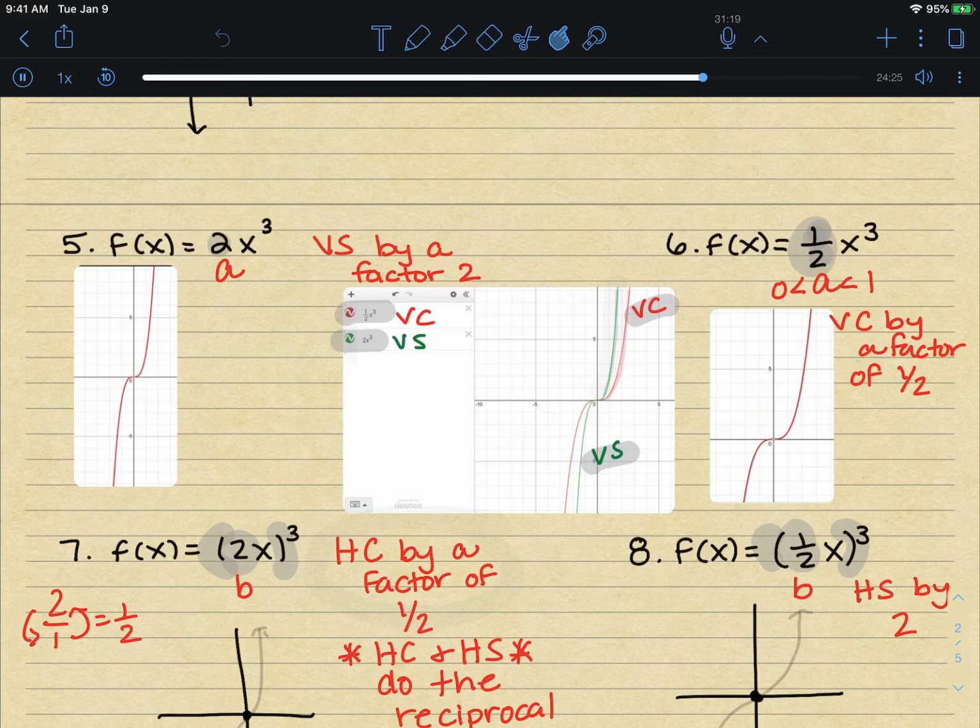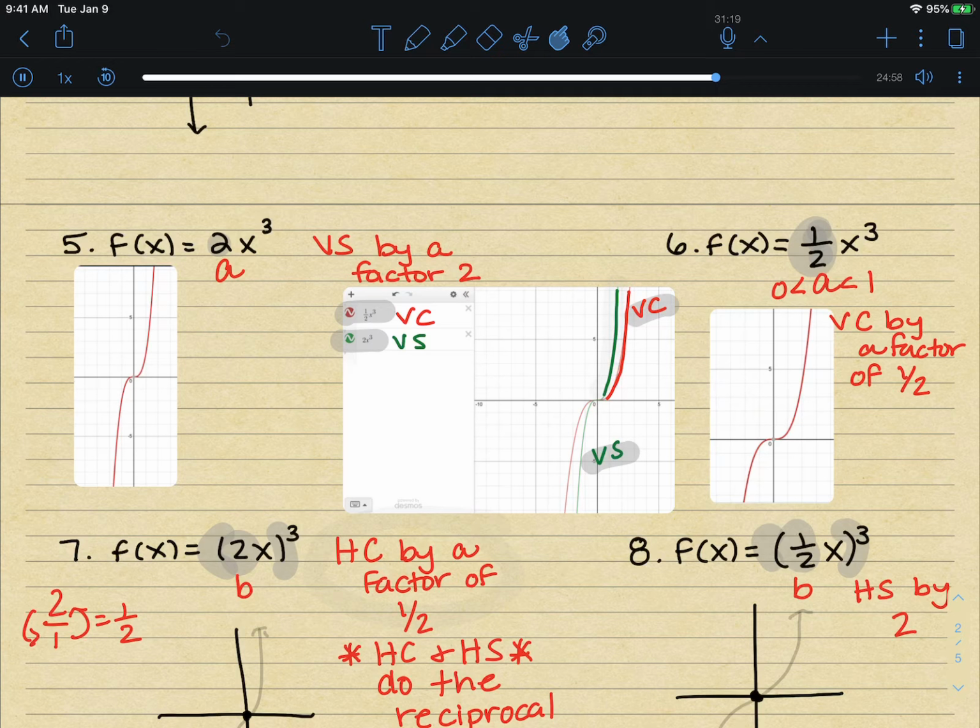You do see a big difference. So the vertical stretching is just going to be increasing at a faster rate, versus the vertical compression is going to be increasing at a slower rate when compared to the vertical stretch. So if you want to use different terms, one of them is going to be thinner, whereas the vertical compression is going to open up a lot wider.